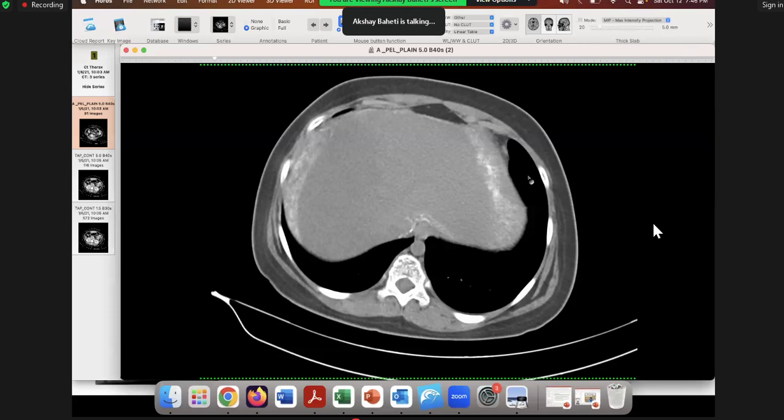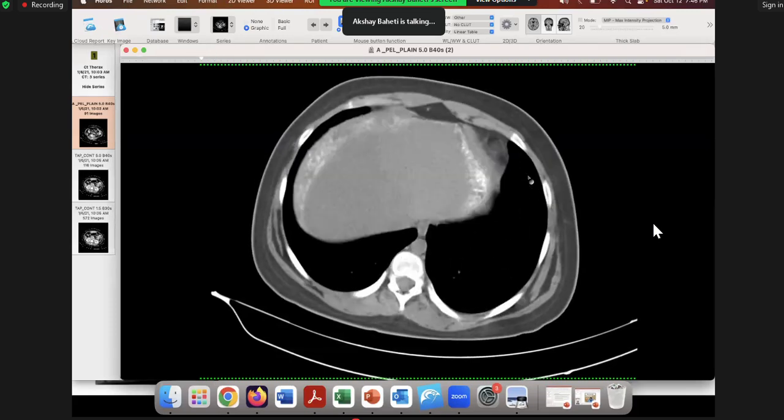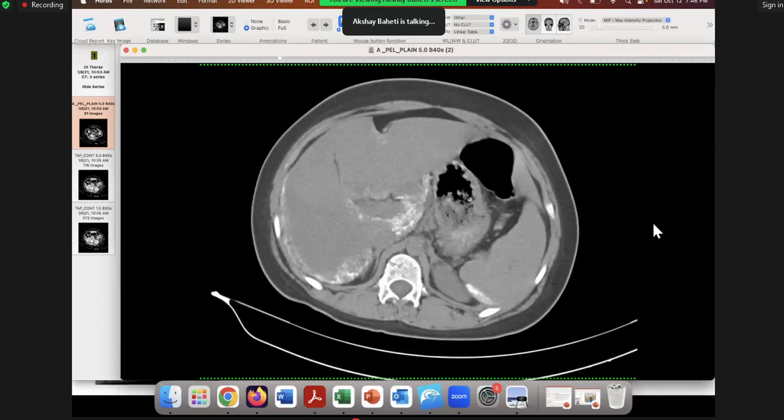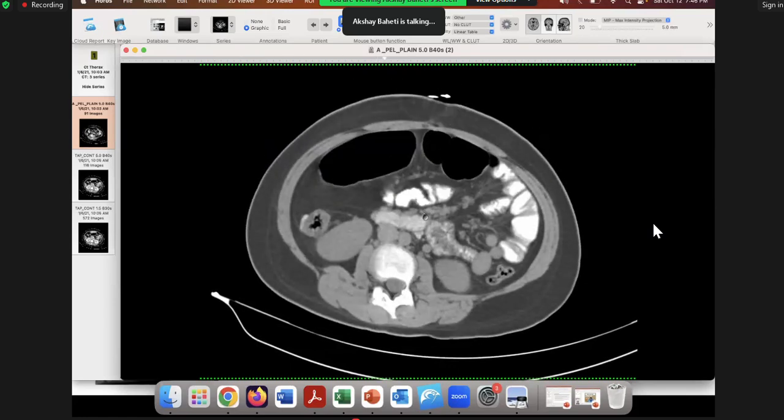So this is just to show you that when you see this, you think of low grade ovarian cancer. All of these are deposits, and it's all related to low grade ovarian cancer.